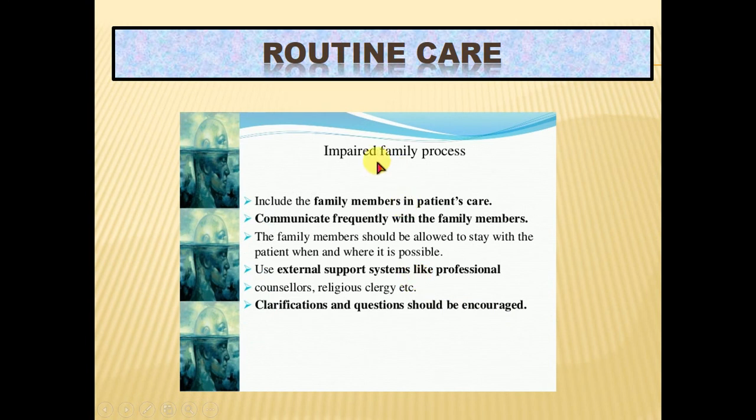Okay. Then impaired family processes are there, so include the family members in the patient's care. Communicate frequently with the family members, because having an unconscious patient in the family is very, very stressful, and they will be having many doubts about the current situation, whether it is deteriorating, whether there are signs of improvement. So we as nursing personnel can play a very important role by communicating frequently with the family members. The family members should be allowed to stay with the patient as and when possible, and an external support system, for example counselors or maybe a religious clergy person.